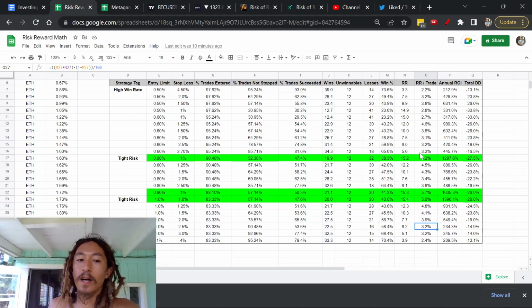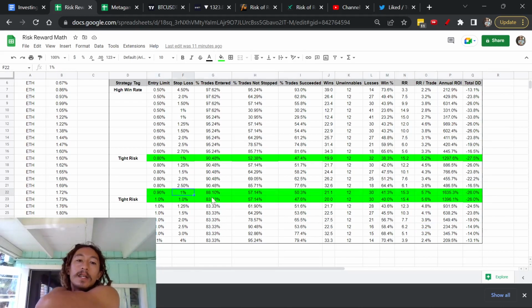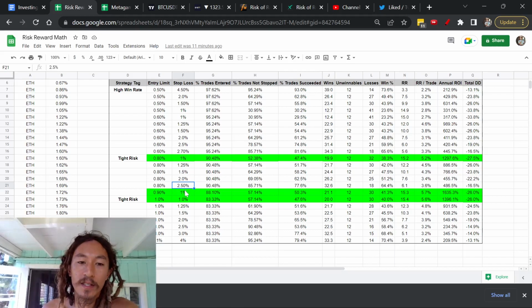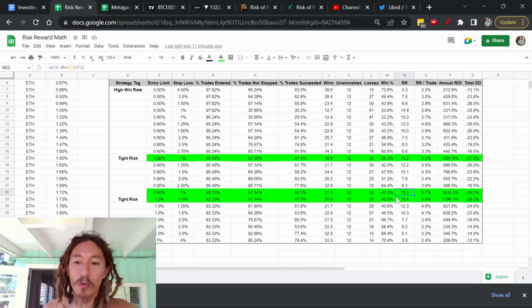Now, here's what we're deciding. Let's look at ETH. On the surface, the best strategy would be to have a tighter stop loss. Instead of a 2.5% stop loss, I have a 1% stop loss. What does that do to my risk reward? It multiplies my risk reward by 2.5 times. Instead of a 6-to-1 average risk reward, I have a 15-to-1 average risk reward.